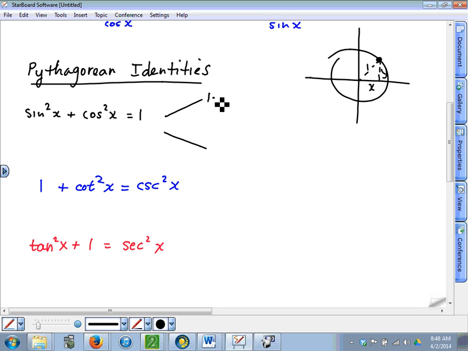Isn't this also true? How did I get that? Just subtracted the cosine squared. Or isn't this also true? So, just different variations of the Pythagorean identities that you will be using from time to time.